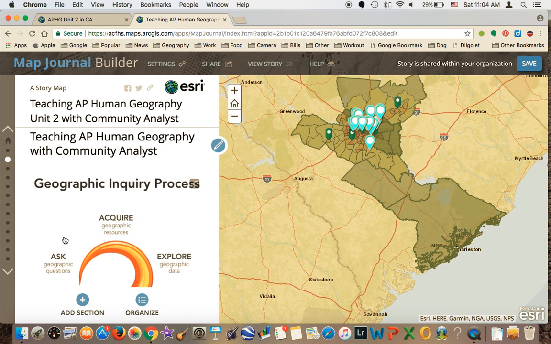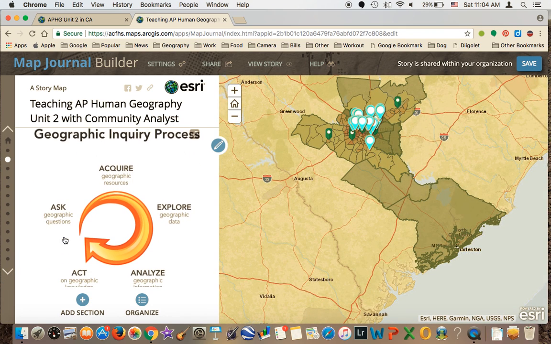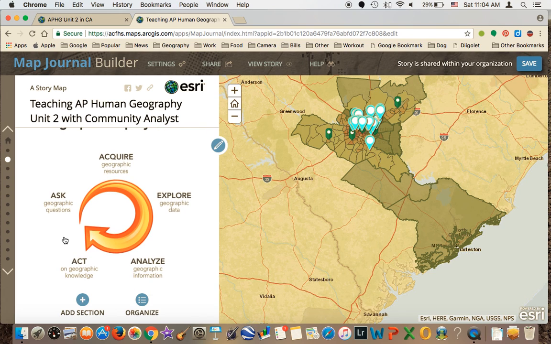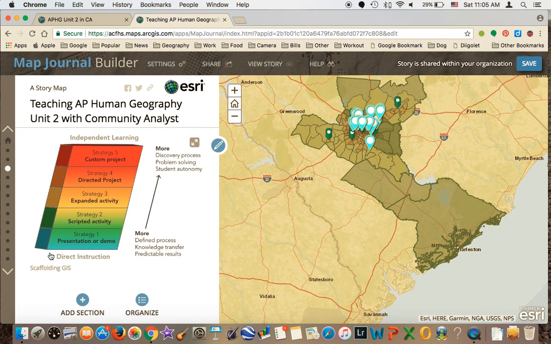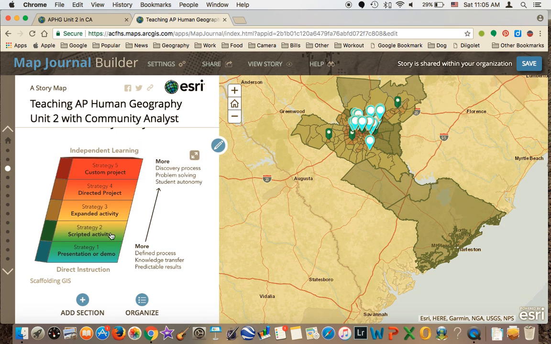GIS, we know, can help our students and ourselves work through the geographic inquiry process, and Community Analyst is definitely going to help with that. As teachers, we can also work to move students through this multi-level instructional scaffold with GIS. And so Community Analyst presents us many opportunities, starting with presentation or demos and moving through the last stage of custom projects.